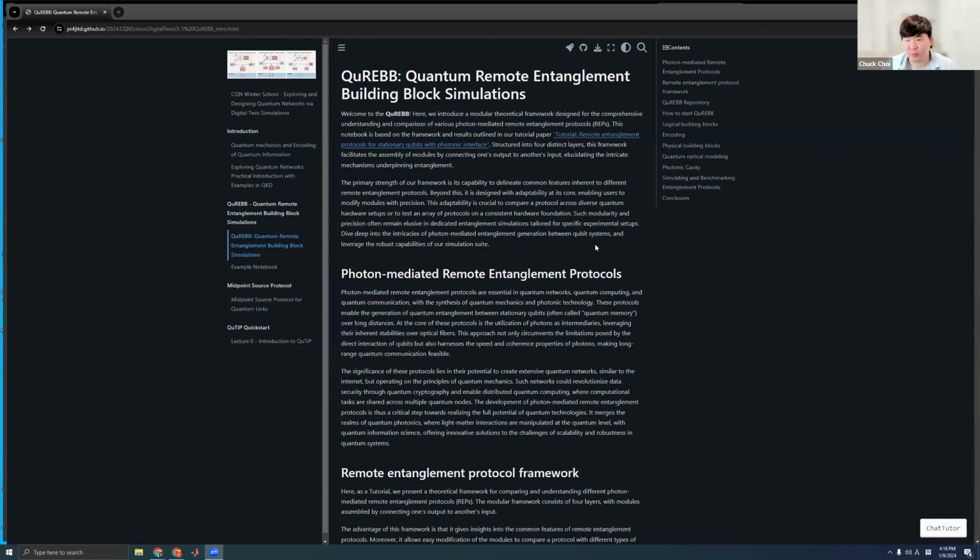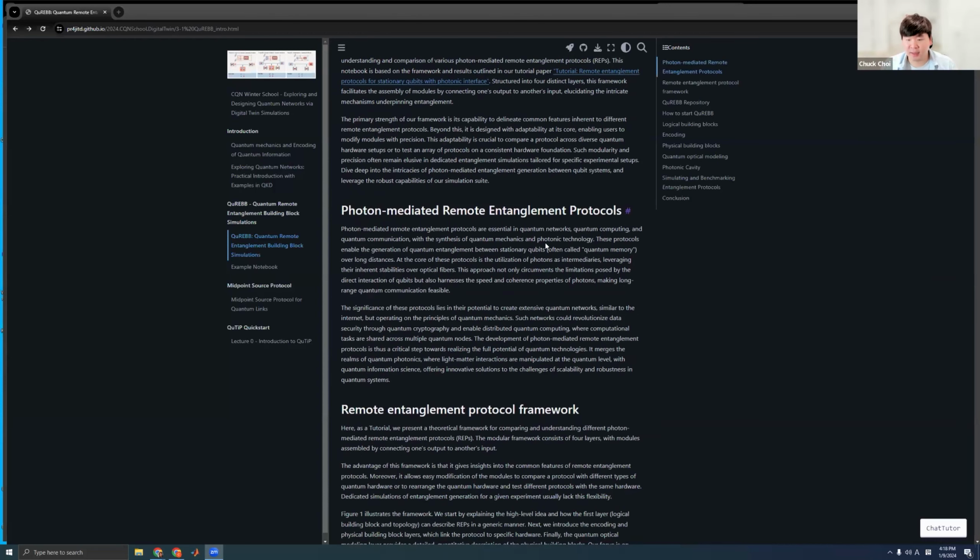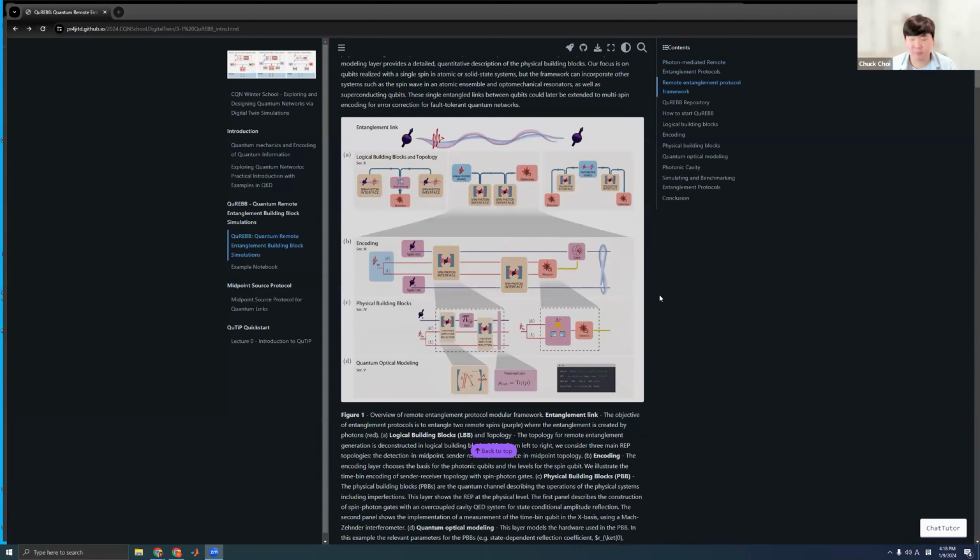So let me briefly introduce what QREP is. As Dirk explained, if you search for different remote entanglement protocols, which are the essence of the quantum network, basically, a quantum network is connecting different quantum modalities with photons. It can be other than photons, for example, microwave photons or something else. But as of right now, we don't have a good medium for transmitting quantum information other than photons. So let's keep the focus on the photons.